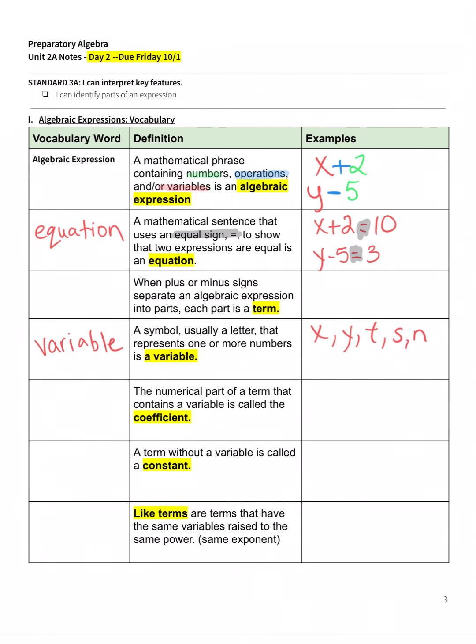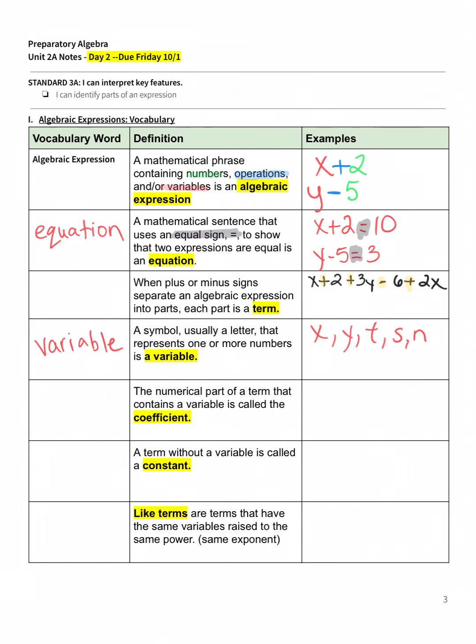So for example, let's say that I have X plus 2 plus 3Y minus 6 plus 2X. Every single time I see this operation symbol, the things on either side of it is a term. So every time you see an addition or a subtraction symbol, you have a new term.